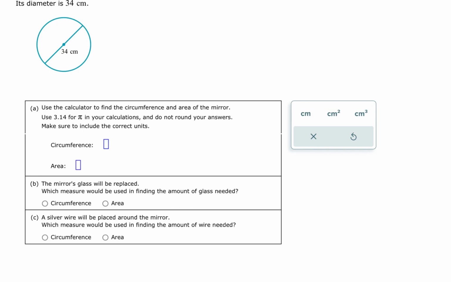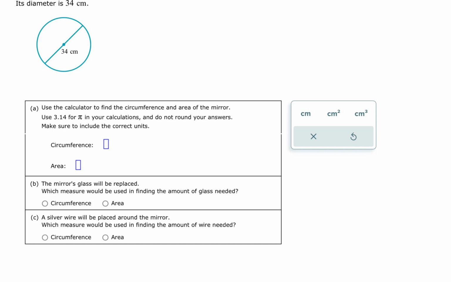This topic is distinguishing between the area and circumference of a circle. First example, the figure below shows a circular mirror. It gives its diameter of 34 centimeters. Problem A says use a calculator to find the circumference and the area of the mirror.